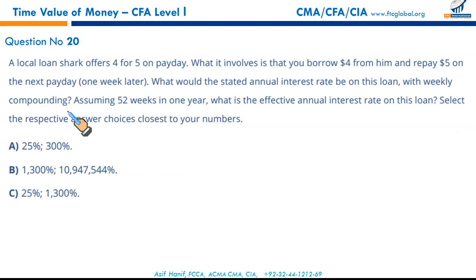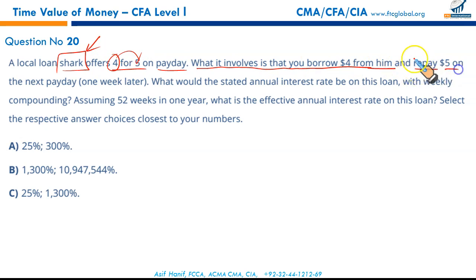Now this is the one that needs my attention. A local loan shark offers 4 for 5 on payday. I mean, they offer you a loan of $4, but on your payday, which might be a weekly pay or maybe a monthly one, 4 for 5 means if you borrow 4, you will have to pay 5. $1 interest. You borrow $4 from the loan shark and repay $5 on the next payday 1 week later.